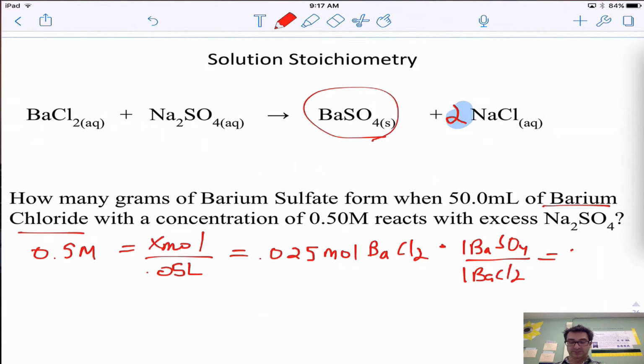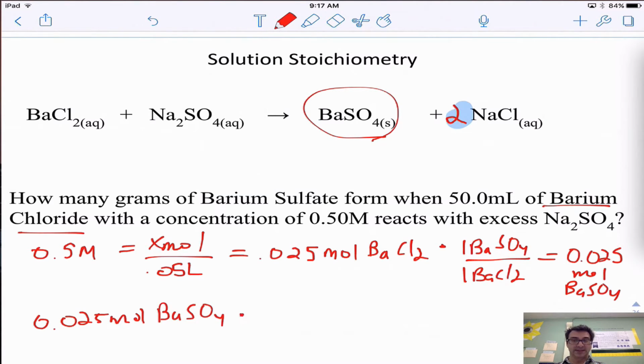The result is 0.025 moles of BaSO4. Now they want the grams, so how many grams form? I can take this and multiply it by its gram formula mass. 0.025 moles of barium sulfate times the gram formula mass, which would be 233 grams for every 1 mole. And this will give me how many grams form.